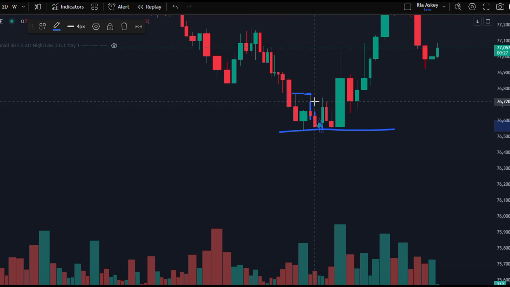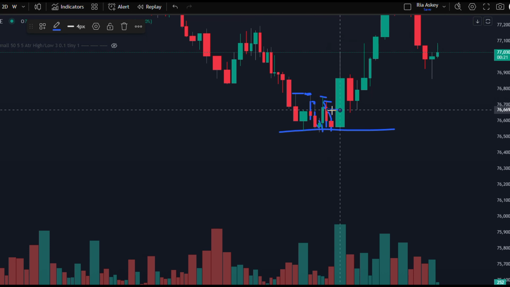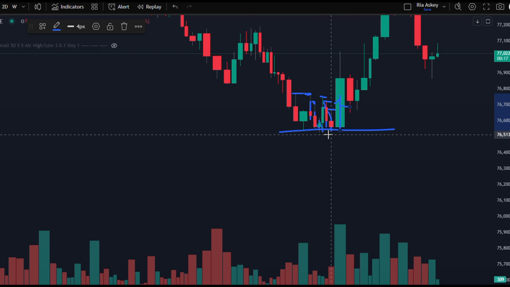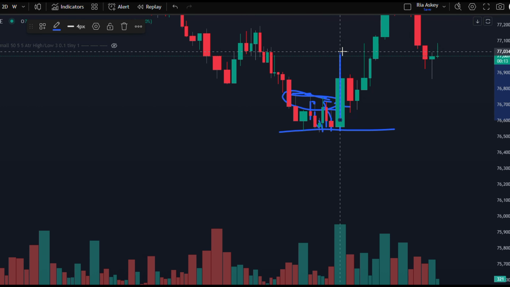You shorted this, you probably put your stop loss somewhere here. You shorted again, stop loss here. Shorted again, stop loss here or here. And at one moment you get pushed, all stops are getting triggered. That's why you get this candle.